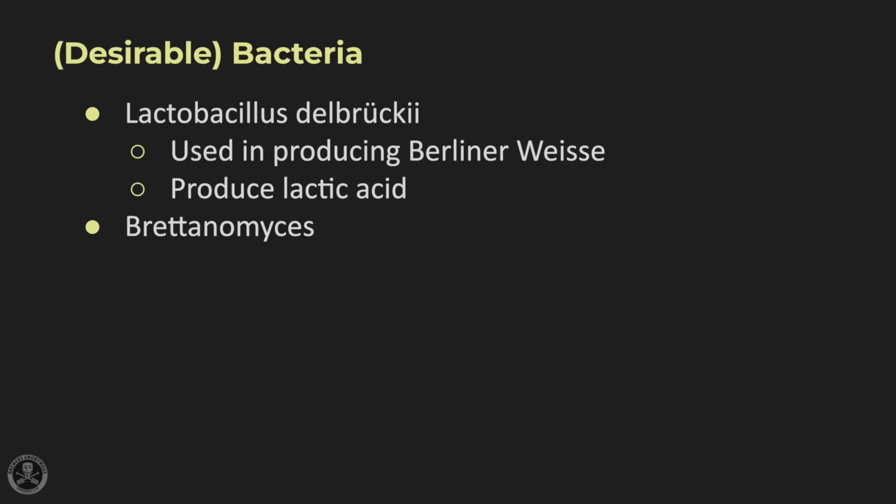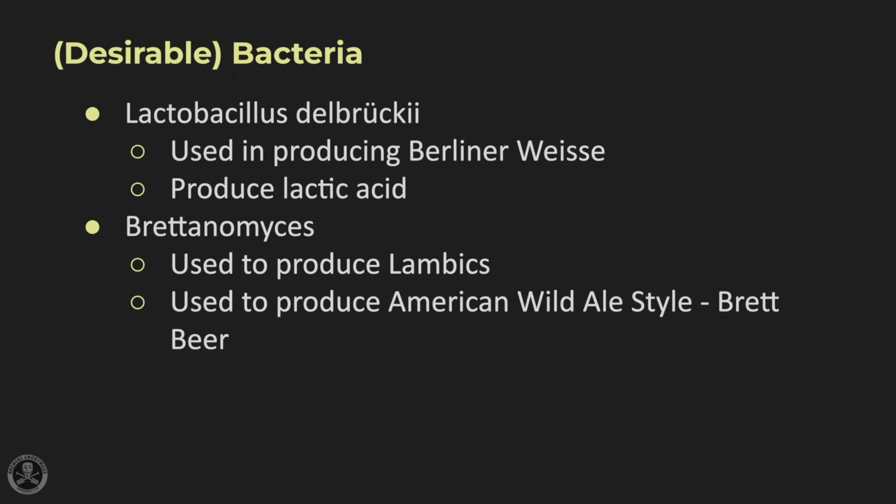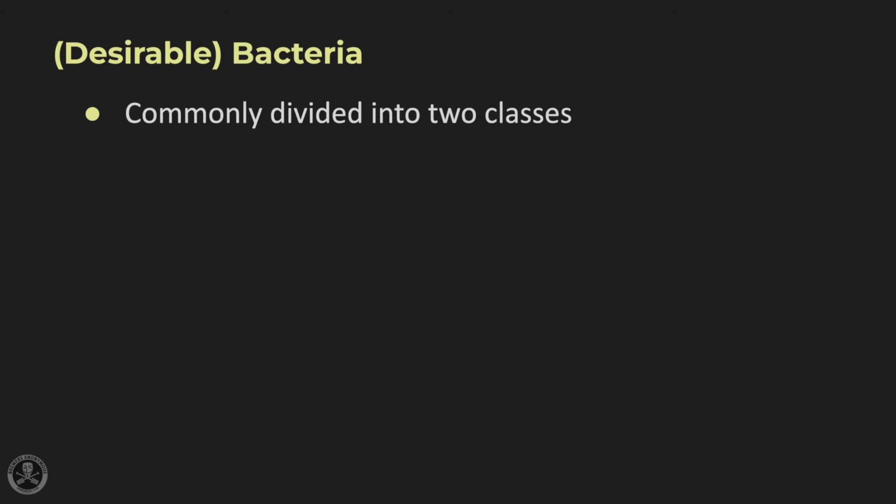There's also Brettanomyces, or simply Brett for short. These are used to different extents in producing lambics. Depending on the result we're trying to get will help dictate how much we're using and for how long. Brett is also used to produce American wild ale styles and the newly defined style in the 2021 style guidelines simply called Brett beer. Bacteria, or at least the bacteria we'd want to use in brewing, can be divided into two subclasses.